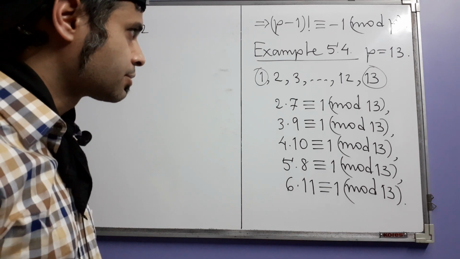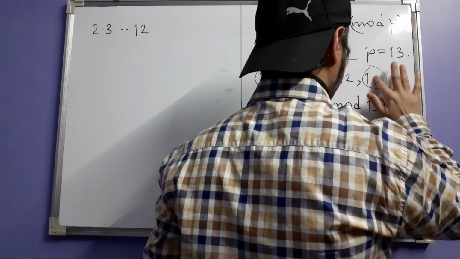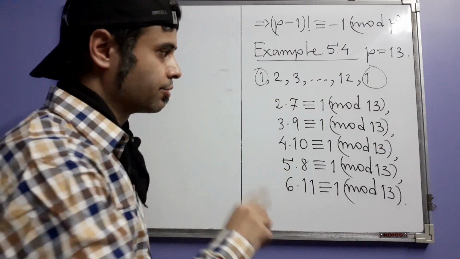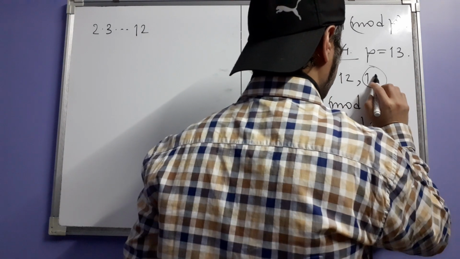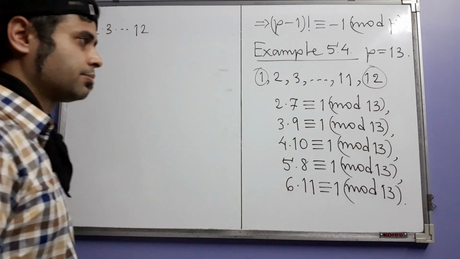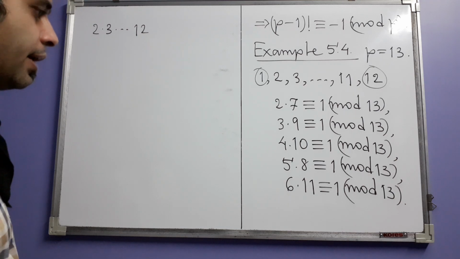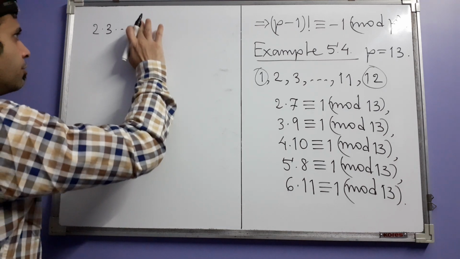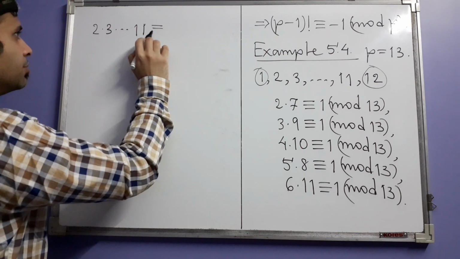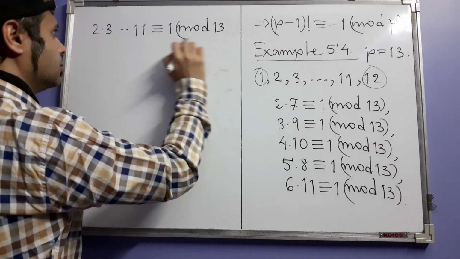P minus 1. Oh, sorry. Yeah, I made a mistake. I had to write till 12 only. No, not 13 itself. So this will be 12 and this will be 11. Yeah, that was the mistake. Sorry about that. Yeah, now it makes sense. Not this, but this. So this will be congruent to 1 modulo 30.